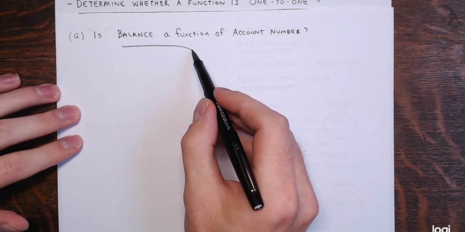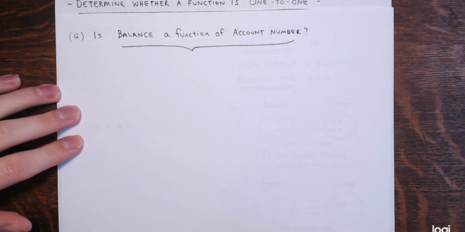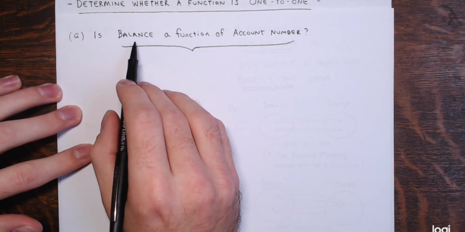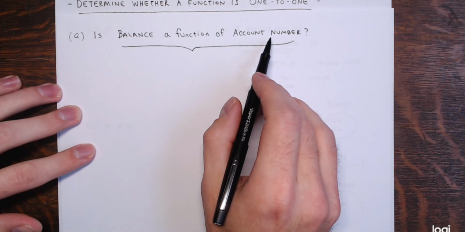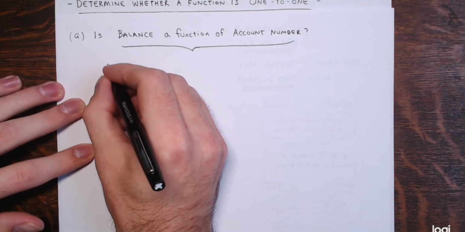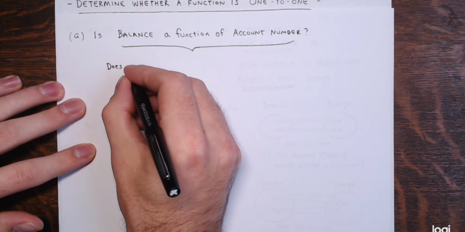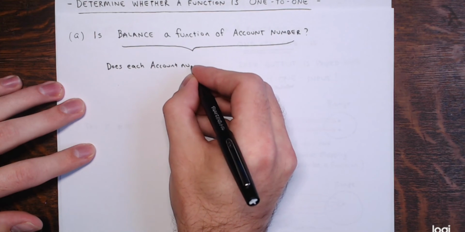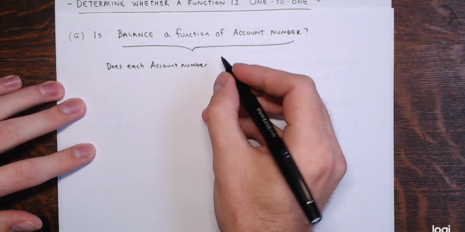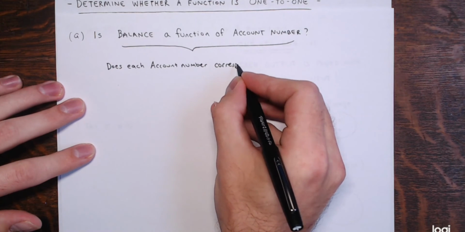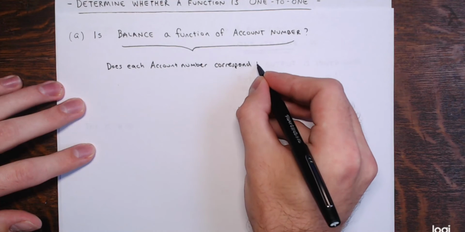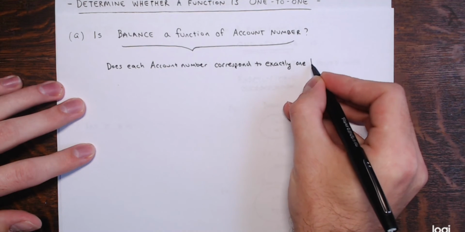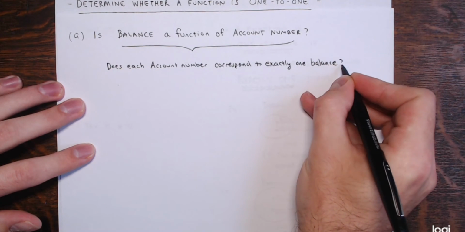Now I've brought this up in previous videos on determining if a relation is a function or not. When they say balance is a function of account number, the bank account number, that means, does each account number, right, correspond to exactly one balance? Now think about that, right?